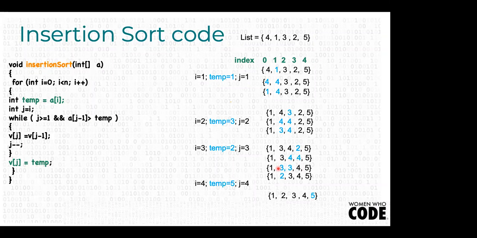And the while loop will exit, because j's value will become 0 after we decrement j. And now you finally perform a swap with whatever value your temp has. Temp is 2, and you swap that with v of j. So j here is 1, so we swap it with j's index. And the last index here is 4 and the element is 5.